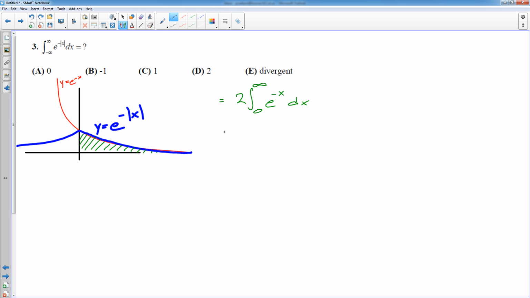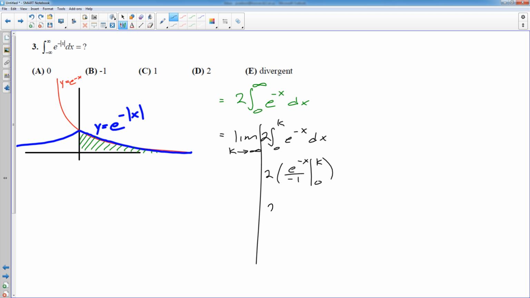This is an improper integral, so I will now change this to a limit. Limit as k approaches infinity, 0 to k, 2 times e to the negative x dx. Oh, forgot the 2. That antiderivative is e to the negative x over negative 1. That's one of those memorized ones. Evaluate that from 0 to k. That's the same thing as negative 1 over e to the x.